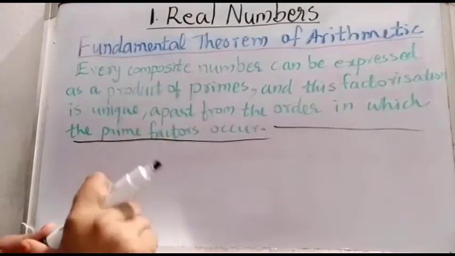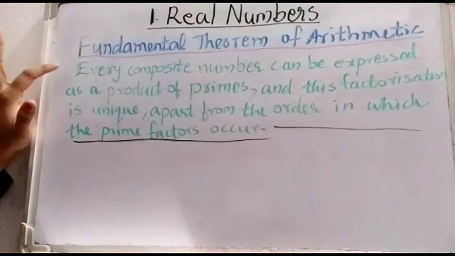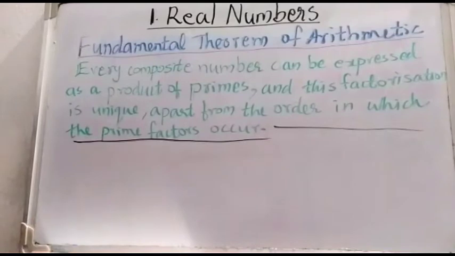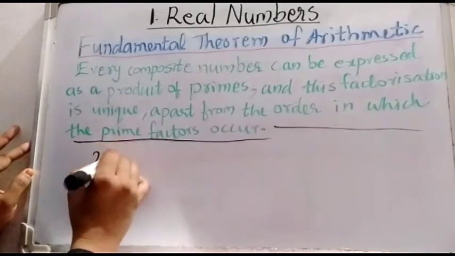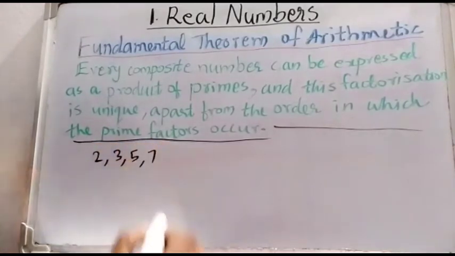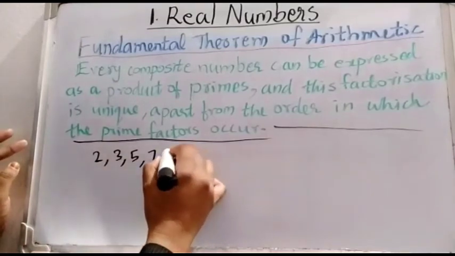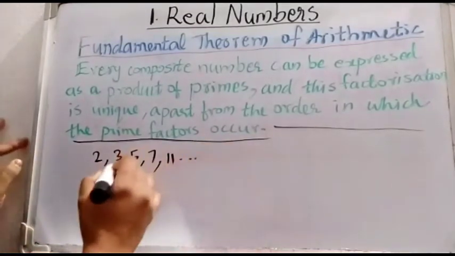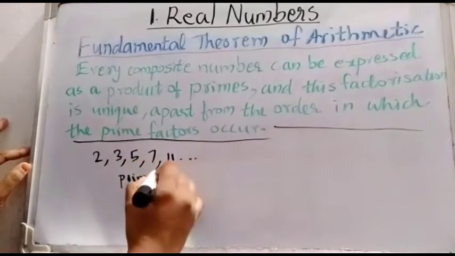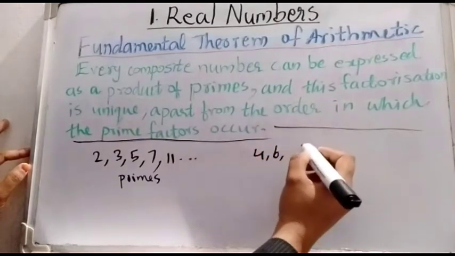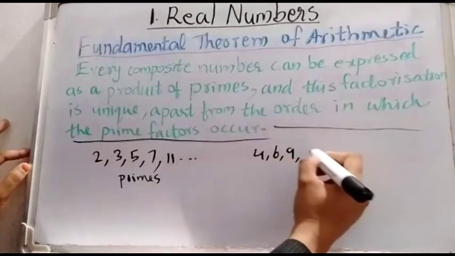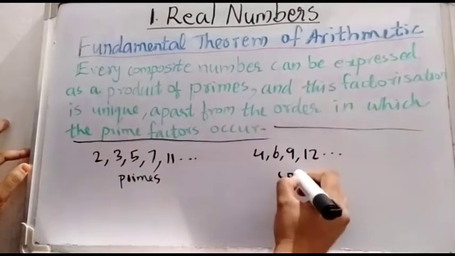To explain this theorem, we need clarification about composite numbers and prime numbers. What do you mean by prime numbers? For example, 2, 3, 5, 7, 11, etc. are prime numbers. And composite numbers: 4, 6, 9, 12, etc. are composite numbers.